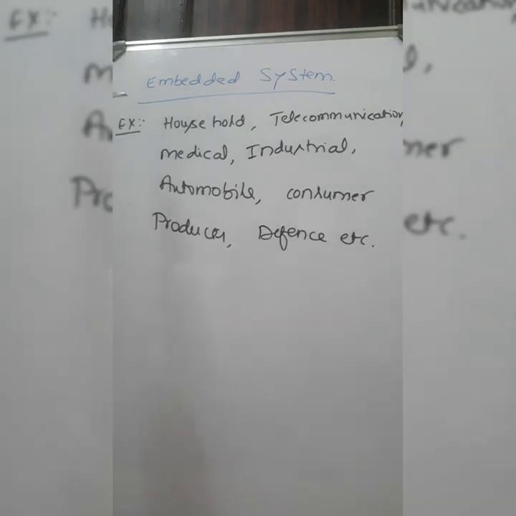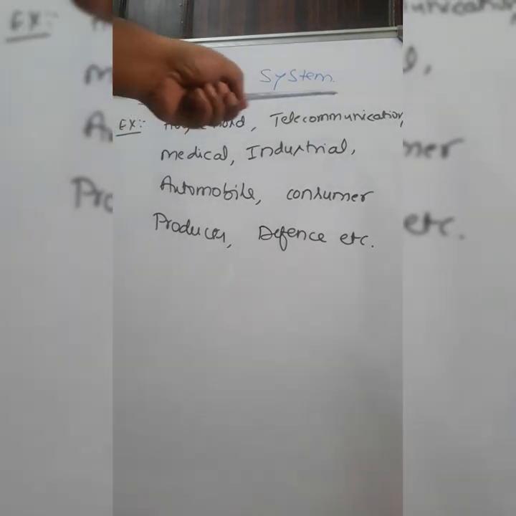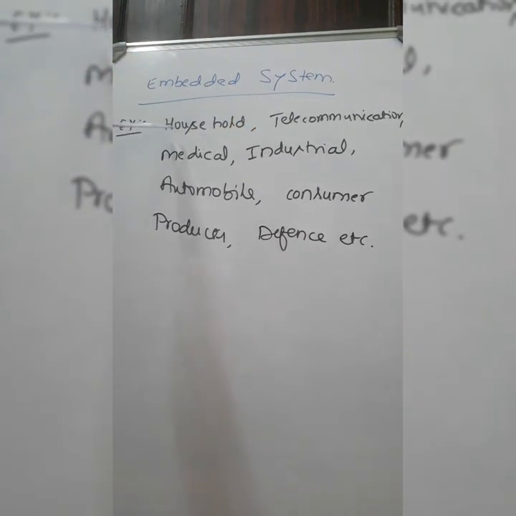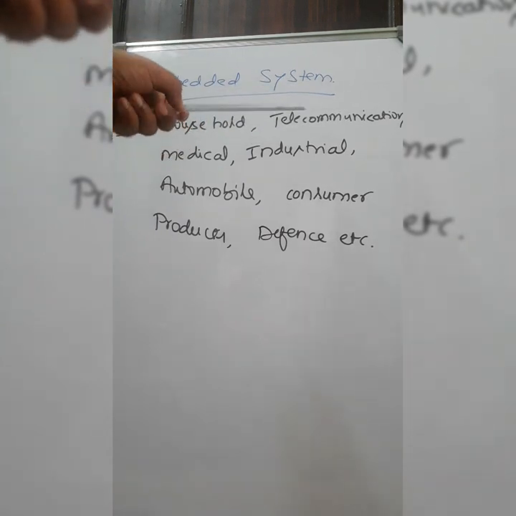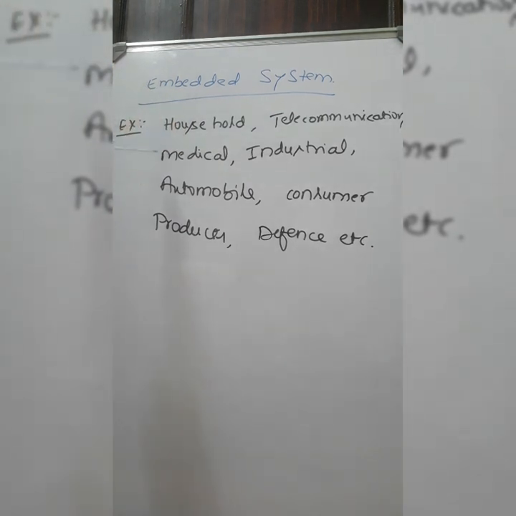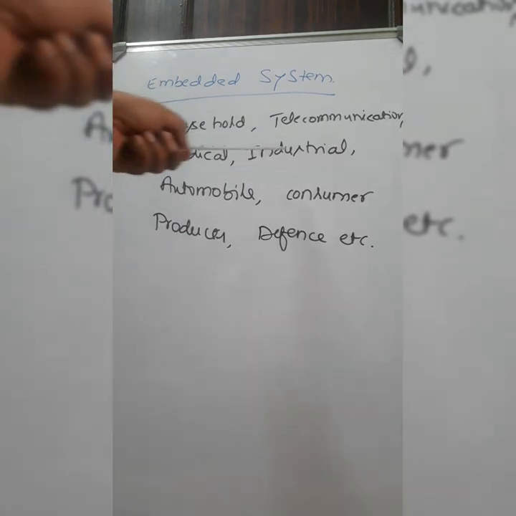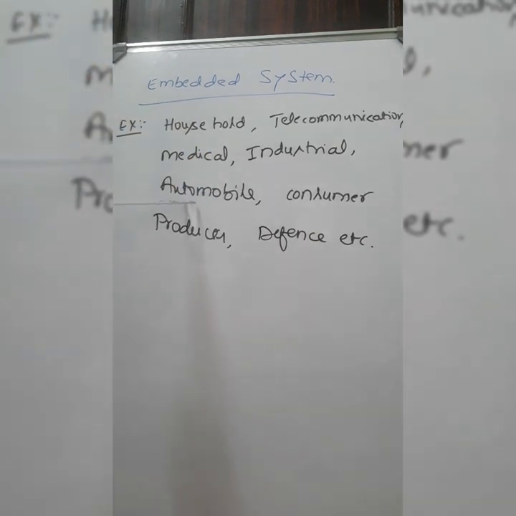We will see the examples of embedded system. Some of the examples are household equipments, telecommunication equipments. Household equipments like oven, washing machine, telecommunication equipment like cellular mobile, satellite communication, optical fiber communication, some of the medical equipments, industrial control equipments, automobile equipments, consumer products, defense related equipments. These are all the examples where we find applications of embedded system.